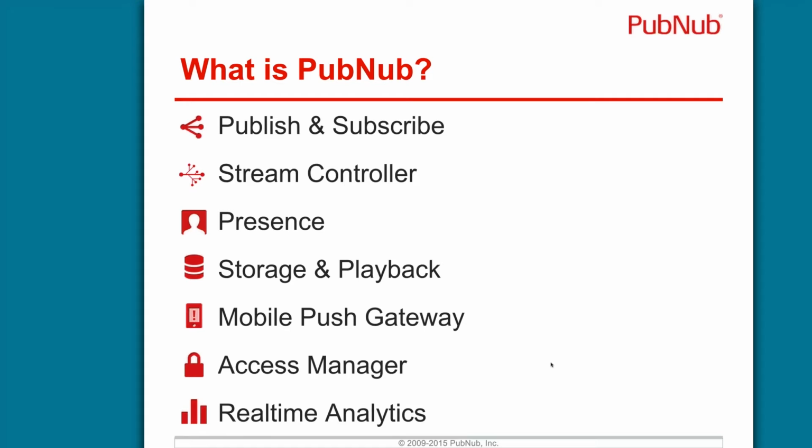PubNub's broken down into a series of components or services. Publish and subscribe is our core. That allows you to publish data from one app and subscribe to it and receive it in another. Sometimes they're the same app. It just depends on what your use case is.